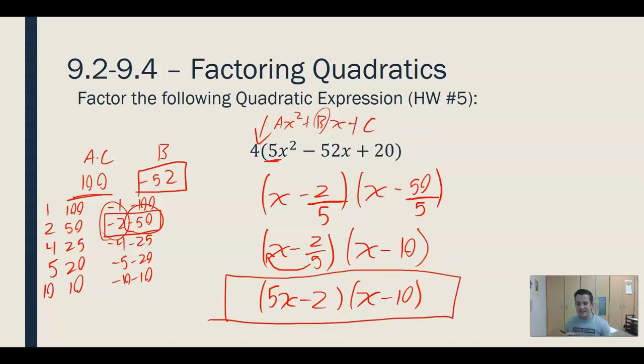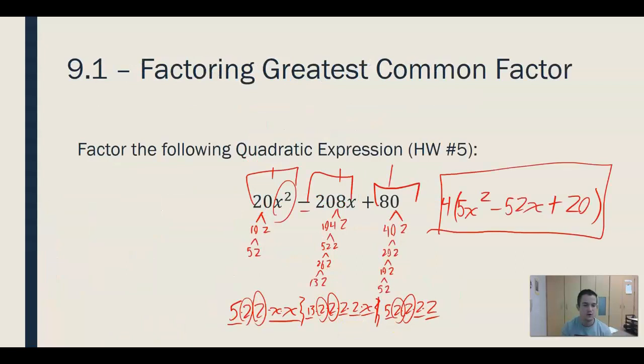The last step is, remember, if I took out a greatest common factor at the beginning, I have to write that back down here. 4 times 5x minus 2 times x minus 10. You notice if you multiply all that together, if you do the rainbow method here and then multiply everything by 4, you will get 20x squared minus 208x plus 80.